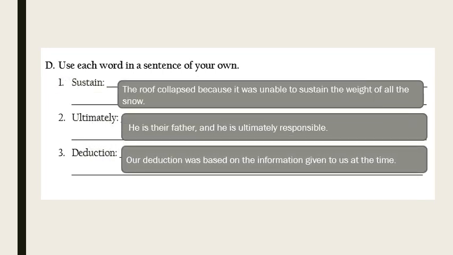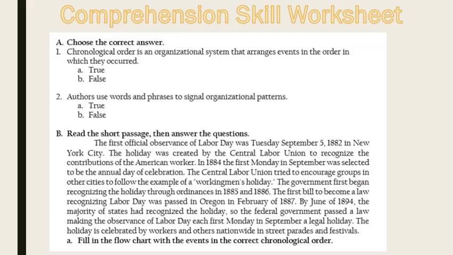Our deduction was based on the information given to us at that time. So they took some information and studied it, and they came up with a deduction. Now, the comprehension skill worksheet is very easy. It's about sequence, only the sequence, the organization of time or sequential order. Exercise A, choose the correct answer. You just have to choose the correct answer in exercise A.